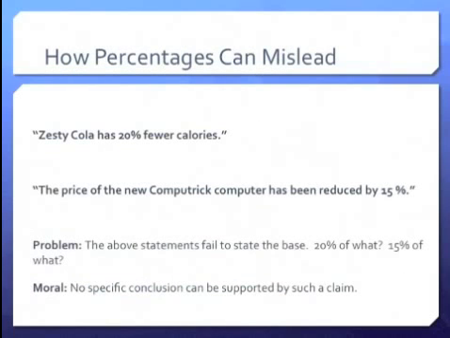You also need to be careful with arguments that rely on the following kinds of claims. One claim states that Cecilea has 20% fewer calories, and the other claim states that the price of CompuTrick computers has been reduced by 15%. Note how neither of these claims tell you what the base of the percentage is. 20% of what? 15% of what? Without information about what the base of the percentage is, such claims are basically useless. They don't really convey any useful information at all, so any argument that draws a conclusion from such claims will be weak.